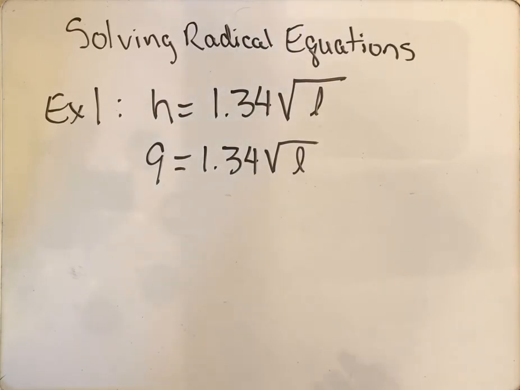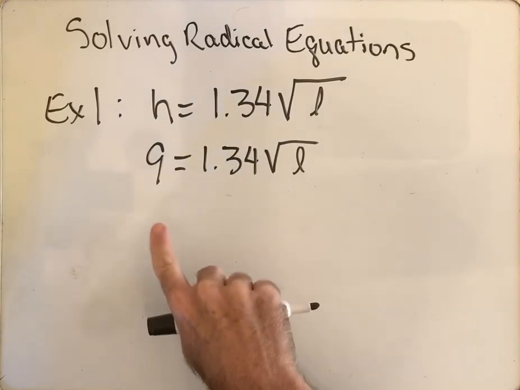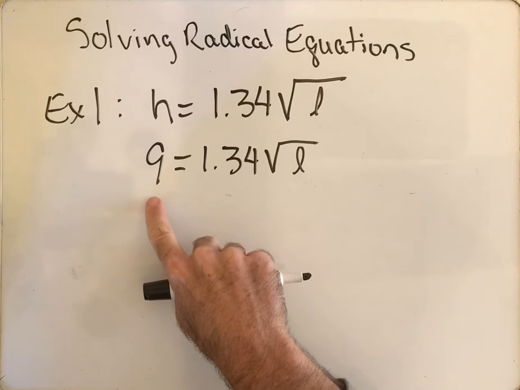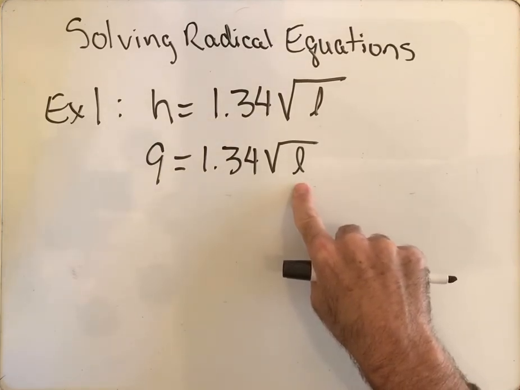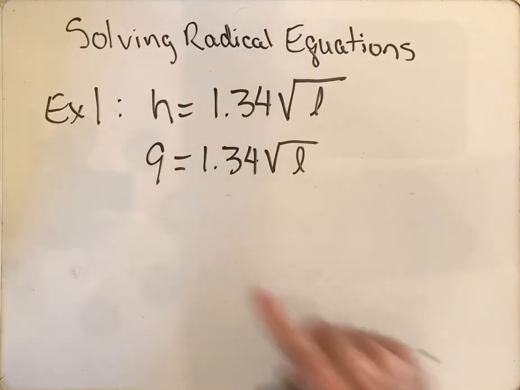Okay, so the formula says that h, or the speed of the boat, equals 1.34 times the square root of the length. So those two variables are directly related by this 1.34 in the square root. So we're going to substitute in the values. We were given that the boat is going 9 miles an hour, and so we want to know how long is the wake coming out behind that boat if the boat's going 9 miles an hour.